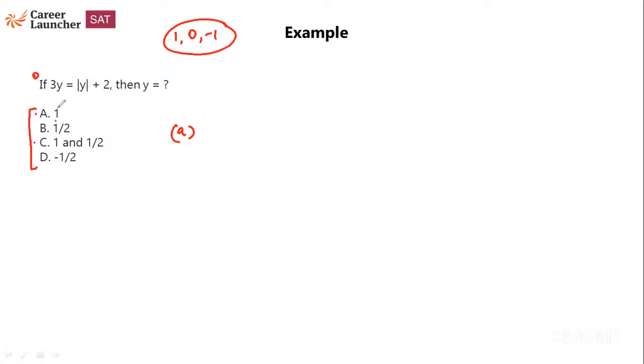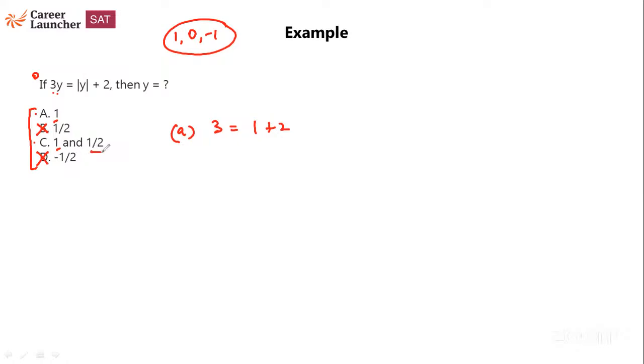If y is 1, 3 into 1, that is 3. Is it equal to modulus 1 plus 2? That is 1 plus 2. Are they equal? Yes. That means option B, which is 1 by 2, eliminated. Option D also eliminated. It has to have 1 in it. Option A or option C.